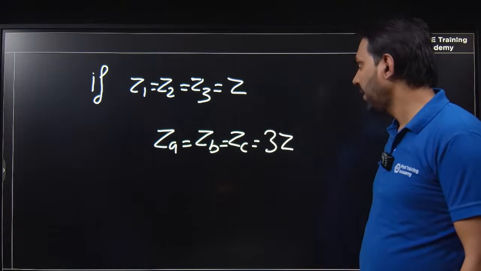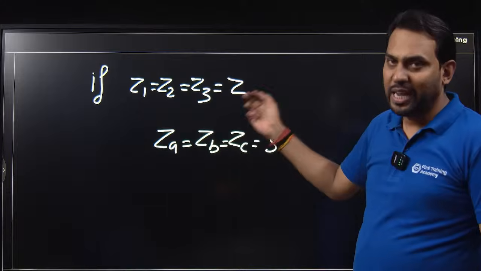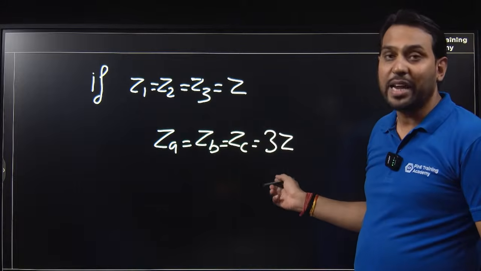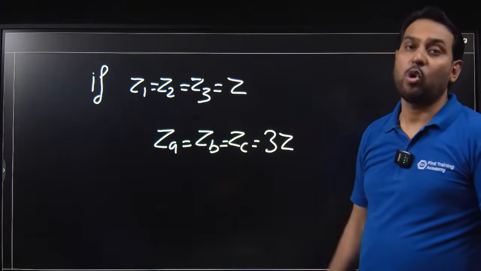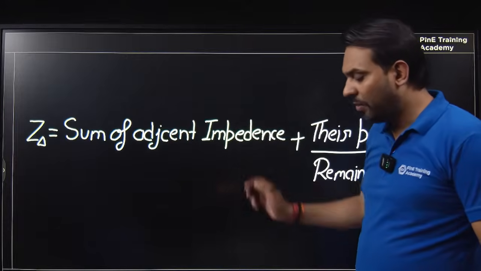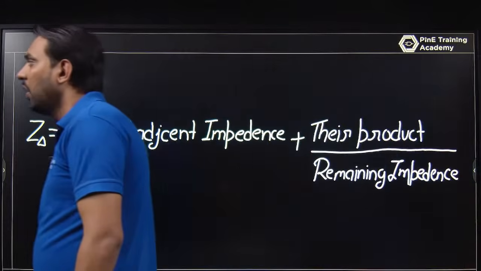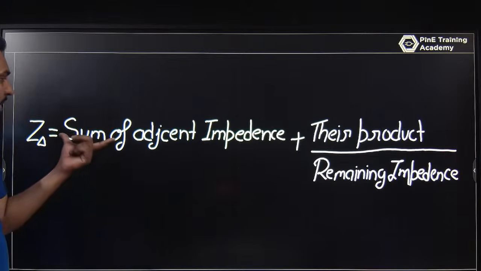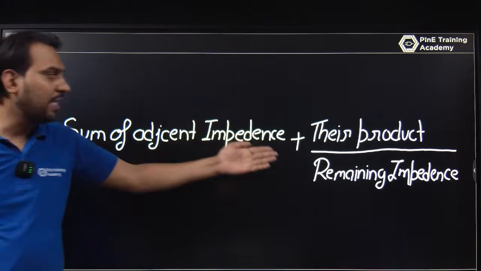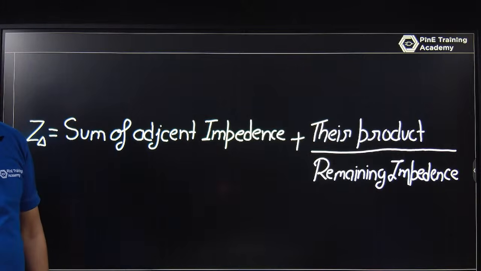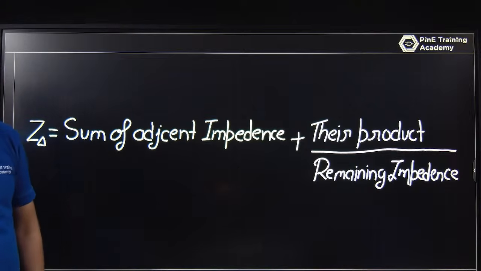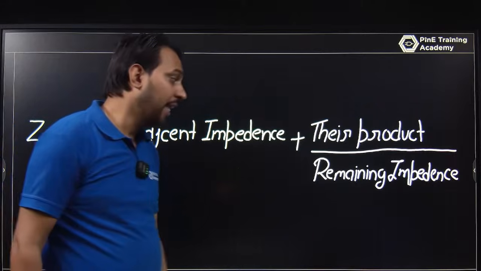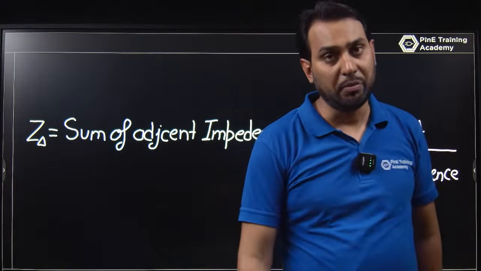So this is the way. If Z1, Z2, Z3 are the same, ZA, ZB, ZC will be 3 times that, and that is possible only in star to delta. So the very basic formula of star to delta is: if we are converting star to delta, the sum of adjacent impedance plus their product upon the remaining impedance. That is the very basic formula, and it is very important when you solve R equivalent based questions.